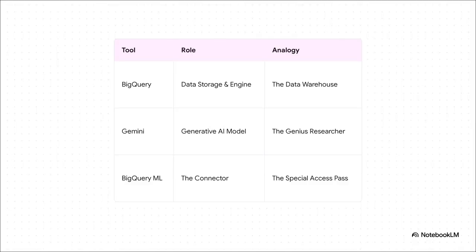So you've got these two powerful tools. How do they actually talk to each other? Well, if BigQuery is your massive data warehouse and Gemini is the genius researcher, then BigQuery ML is the bridge. It's the connector. Think of it like a special access pass. It's the magic piece inside BigQuery that lets your genius researcher, Gemini, securely walk into the warehouse and analyze everything inside.